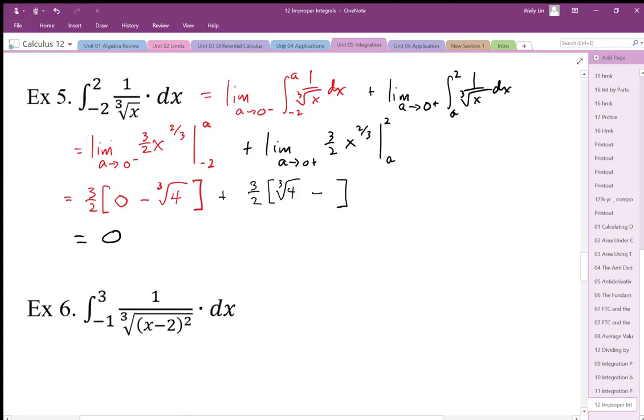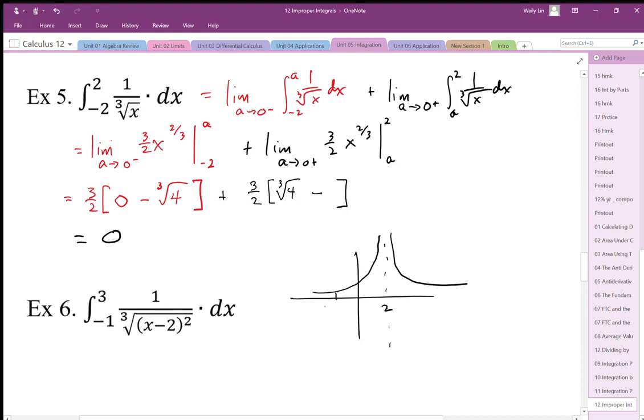Okay, so here's another one. We are integrating across the asymptote again. Although this function, because we're squaring this first, we're going to have a vertical asymptote at 2, and we're going to have the vertical asymptote go up from both sides. Okay, so 2 is still the issue.